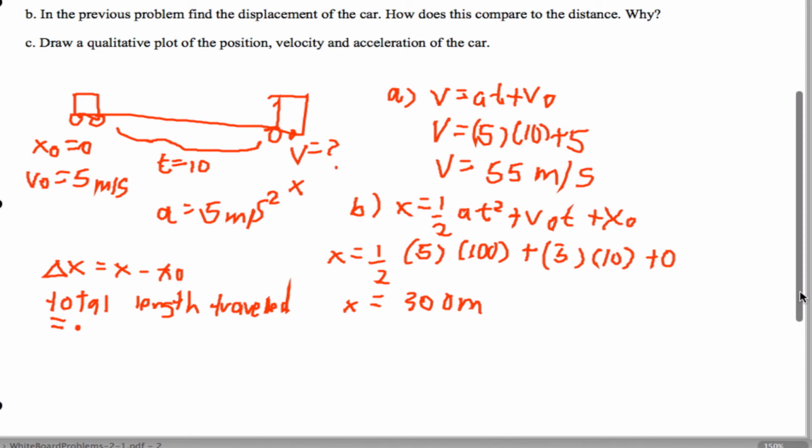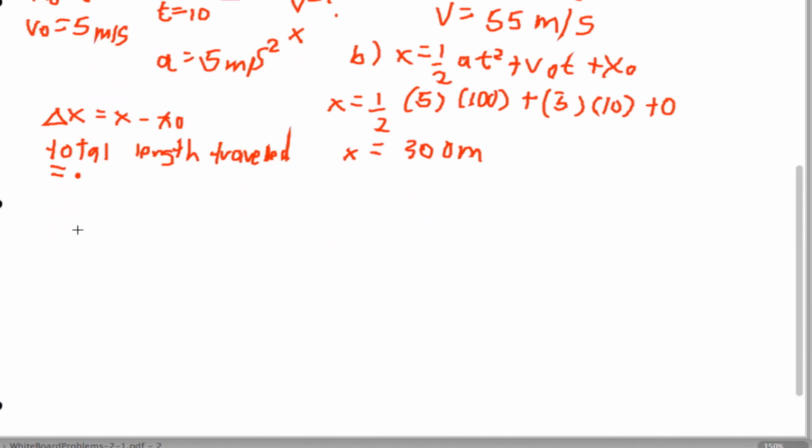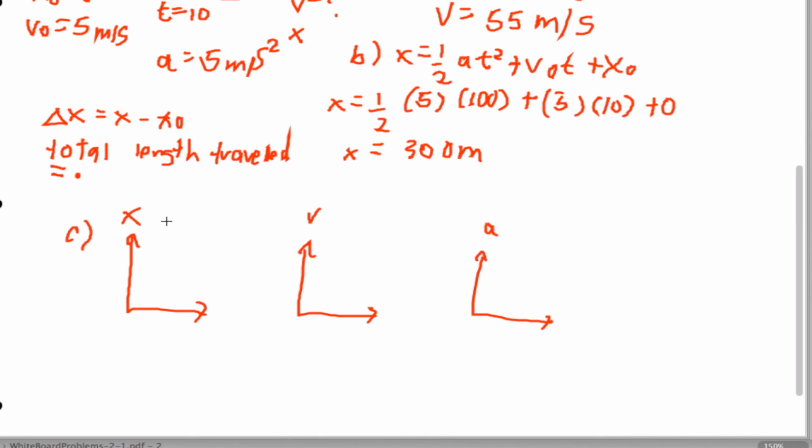Now for part C, we want a qualitative graph of the position, the velocity, and the acceleration of the car. All of these versus time. So first of all, our acceleration is constant and positive at 5 meters per second squared. Our velocity starts at 5 meters per second and goes up to 55 meters per second.